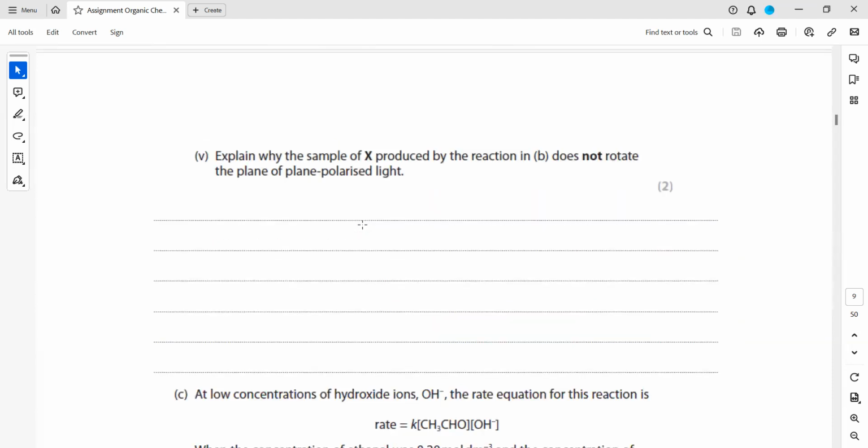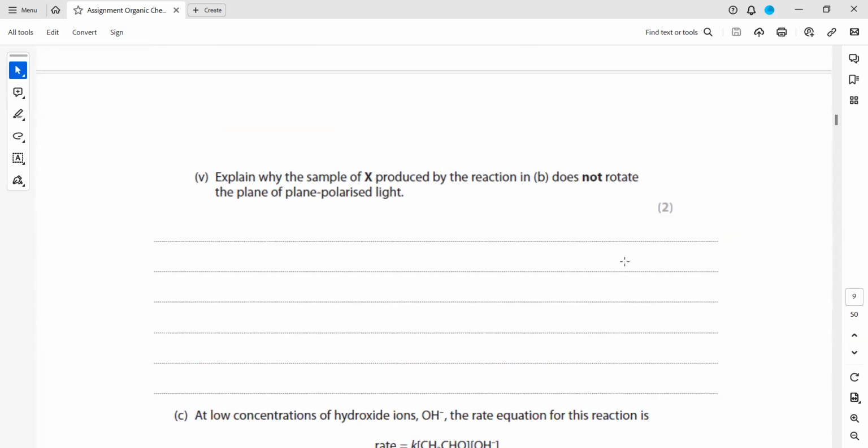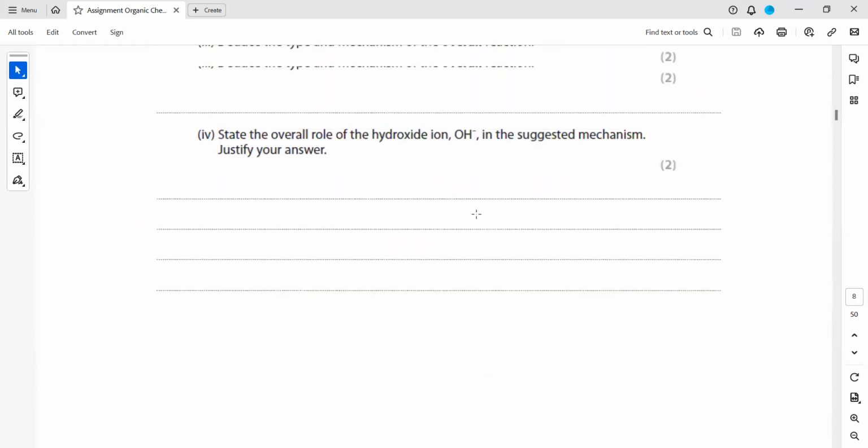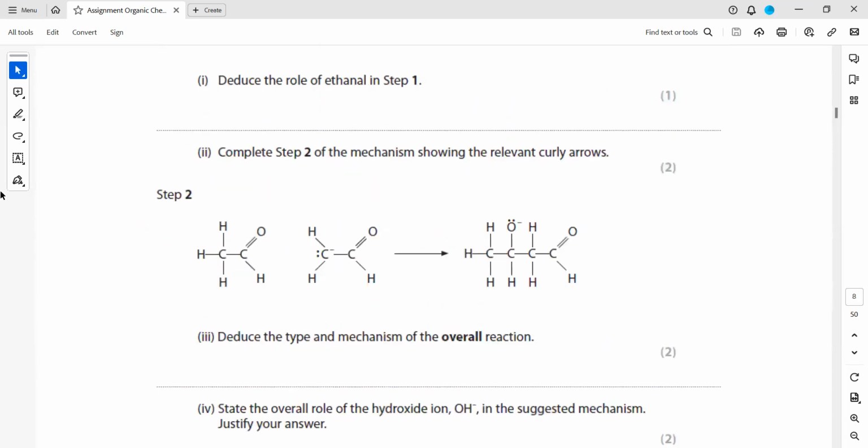Explain why a sample X produced by a reaction B does not rotate the plane polarized light. So there might be two reasons for not rotating plane polarized light. One is maybe the product does not have any chiral carbon, or the second possibility, it may have a chiral carbon but it might result in a racemic mixture. So both possibilities are there. So when you check, when this group is trigonal planar, like 3 bond pairs are there, even though overall 4 bond pairs are there, when there's a double bond, we consider it as one.